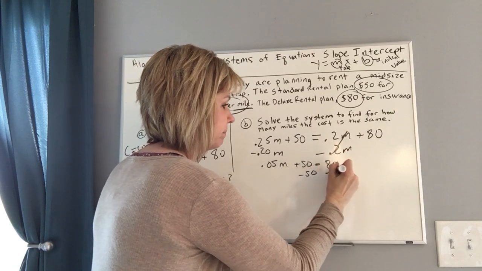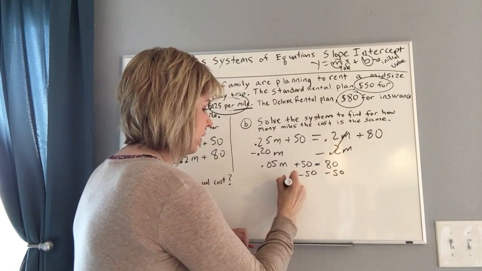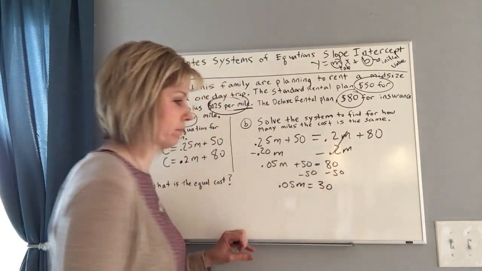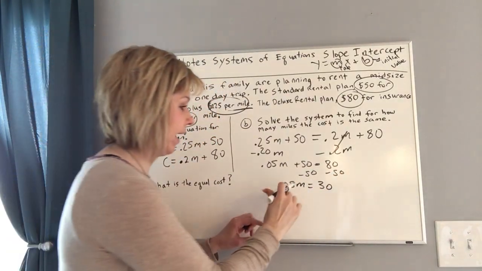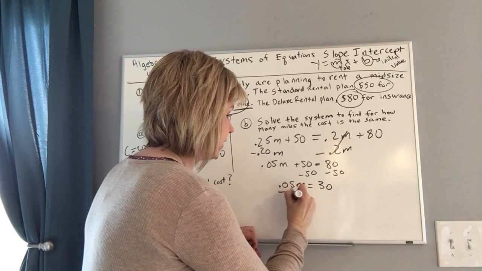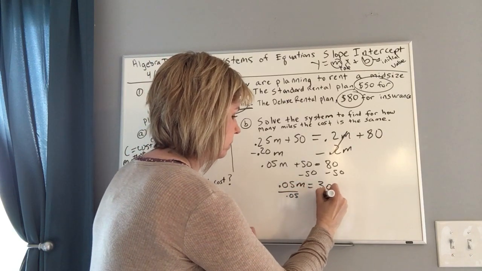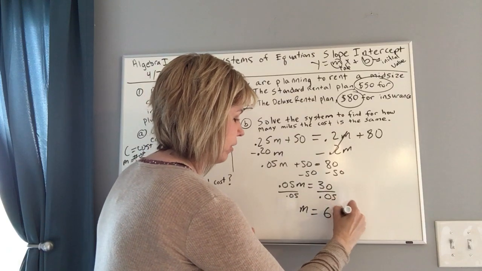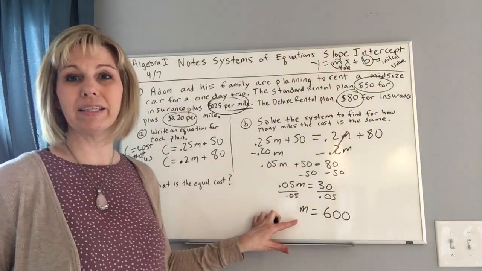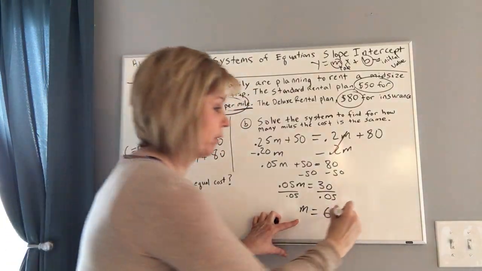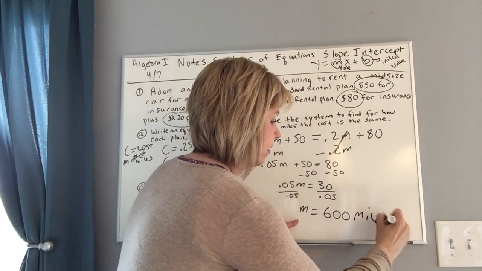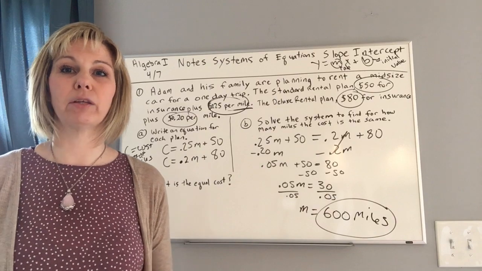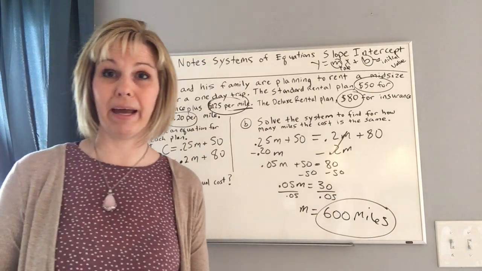Subtract 50. So 0.05m equals 30. Then we divide by 0.05, and the answer, if you calculate it, is 600. And then what does the m represent? It was miles. So at 600 miles, the cost would be the same. At 600 miles, we know that they have the same amount of cost.